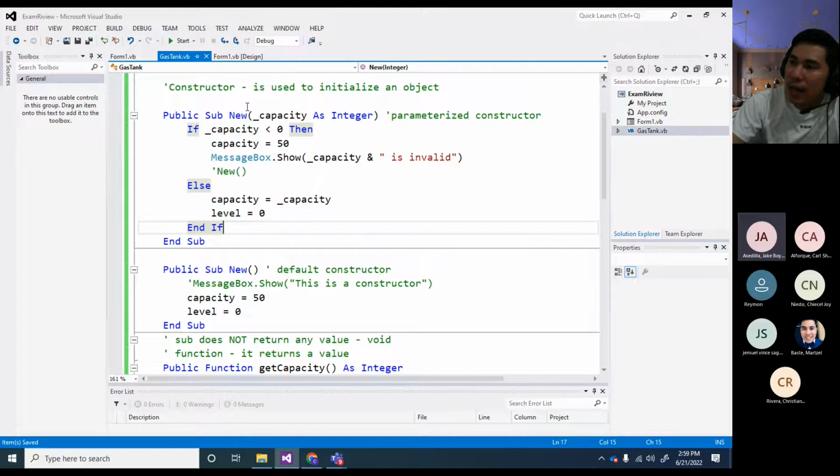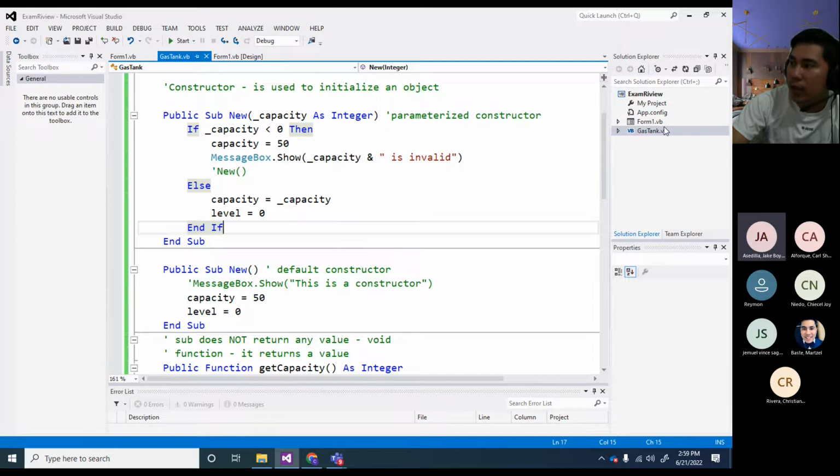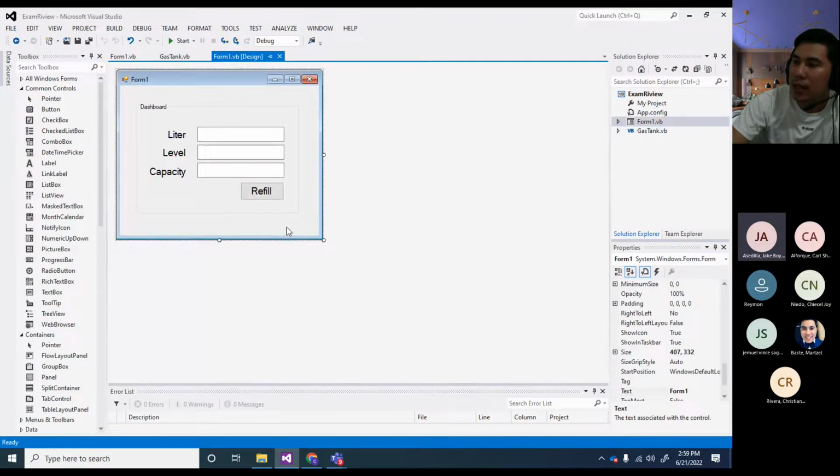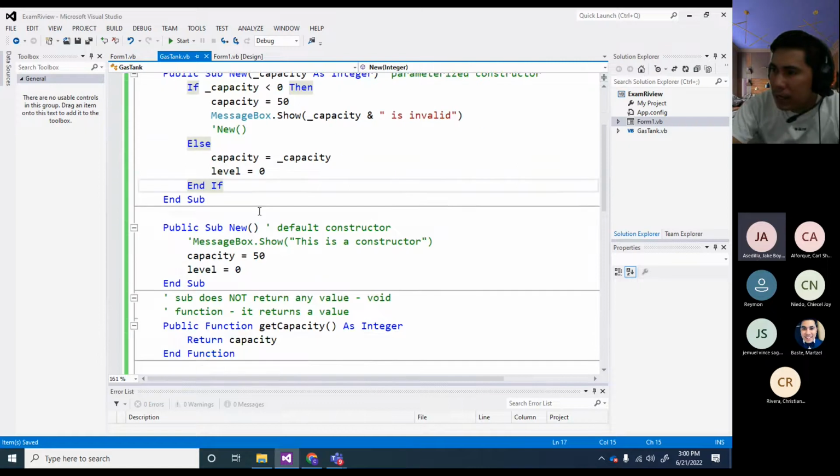Anyway, with that, at least if the capacity you set for your user is negative, it will not accept it. It will put the default capacity instead, which is why it is default, because by default the display would be 50 instead of the value that you set, which is negative 500 right here. Yeah, so I guess that's it.